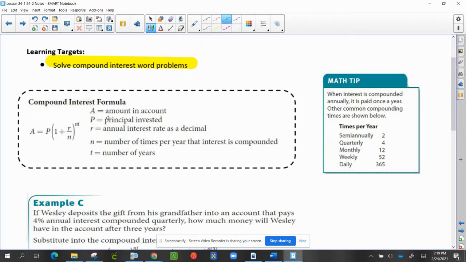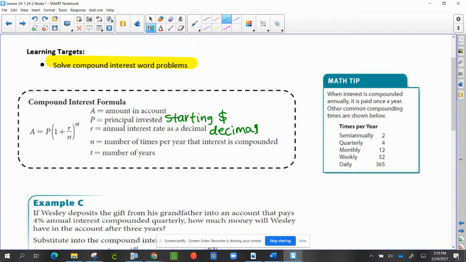First, P is your principal amount invested. So this is your starting money, the money you're going to the bank with and opening the account with. This is your starting amount. R is your interest rate as a decimal. So make sure you always change that percent to a decimal before you even put it in the formula.